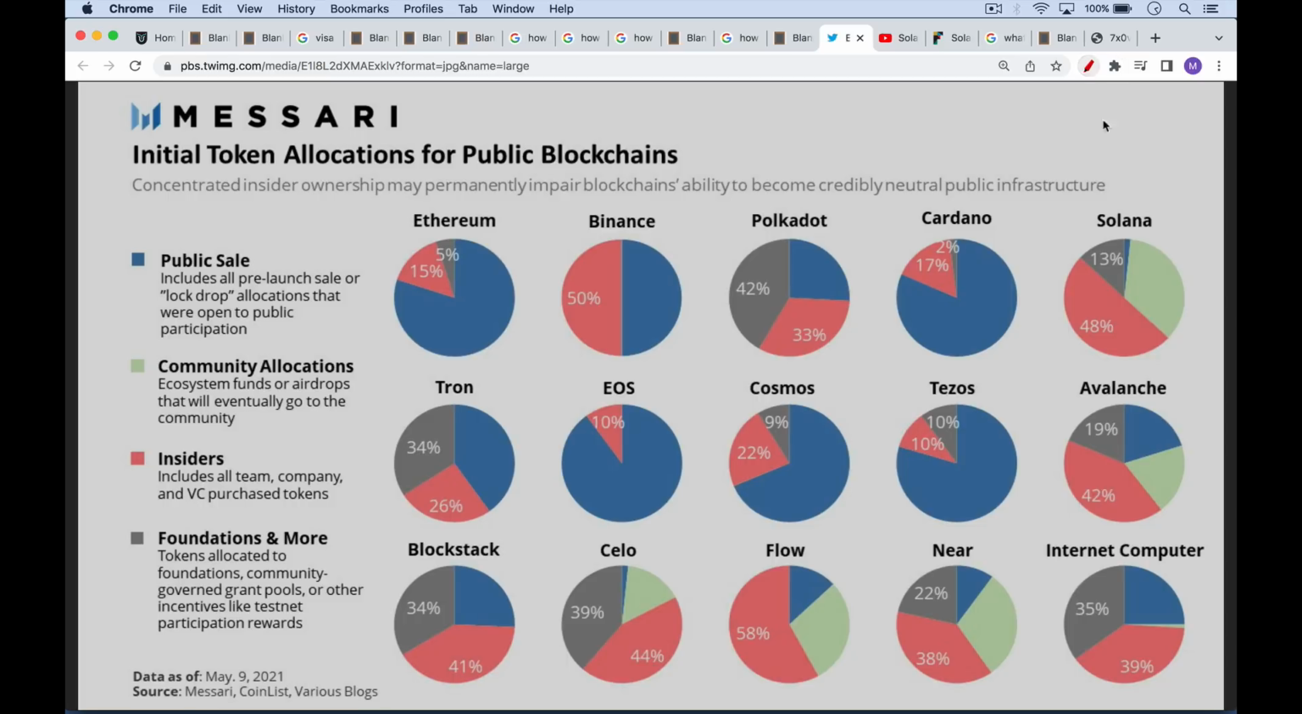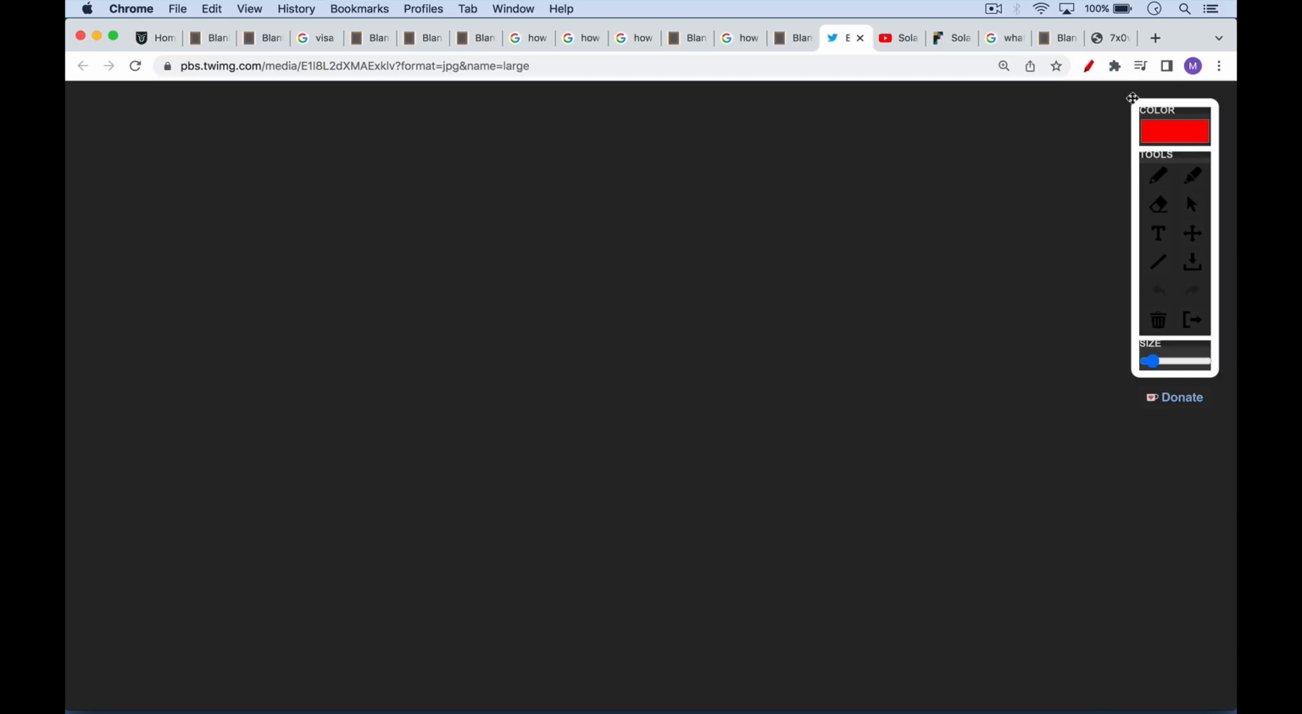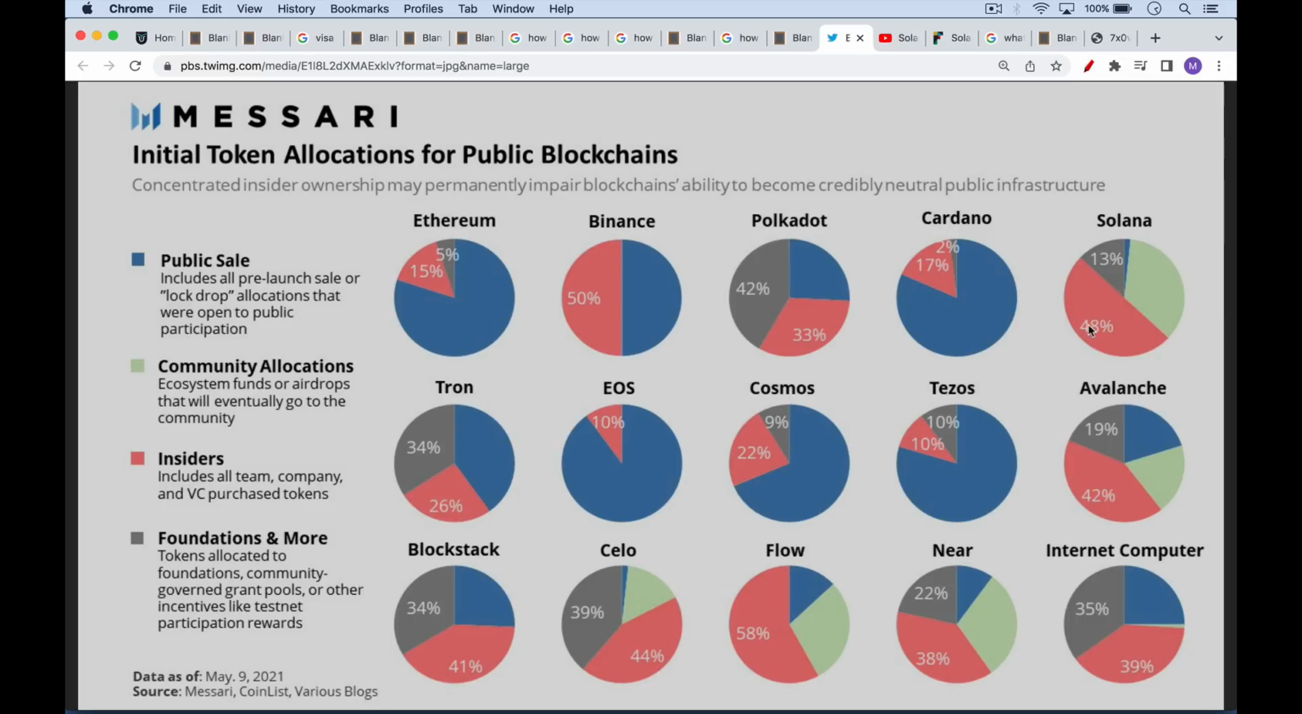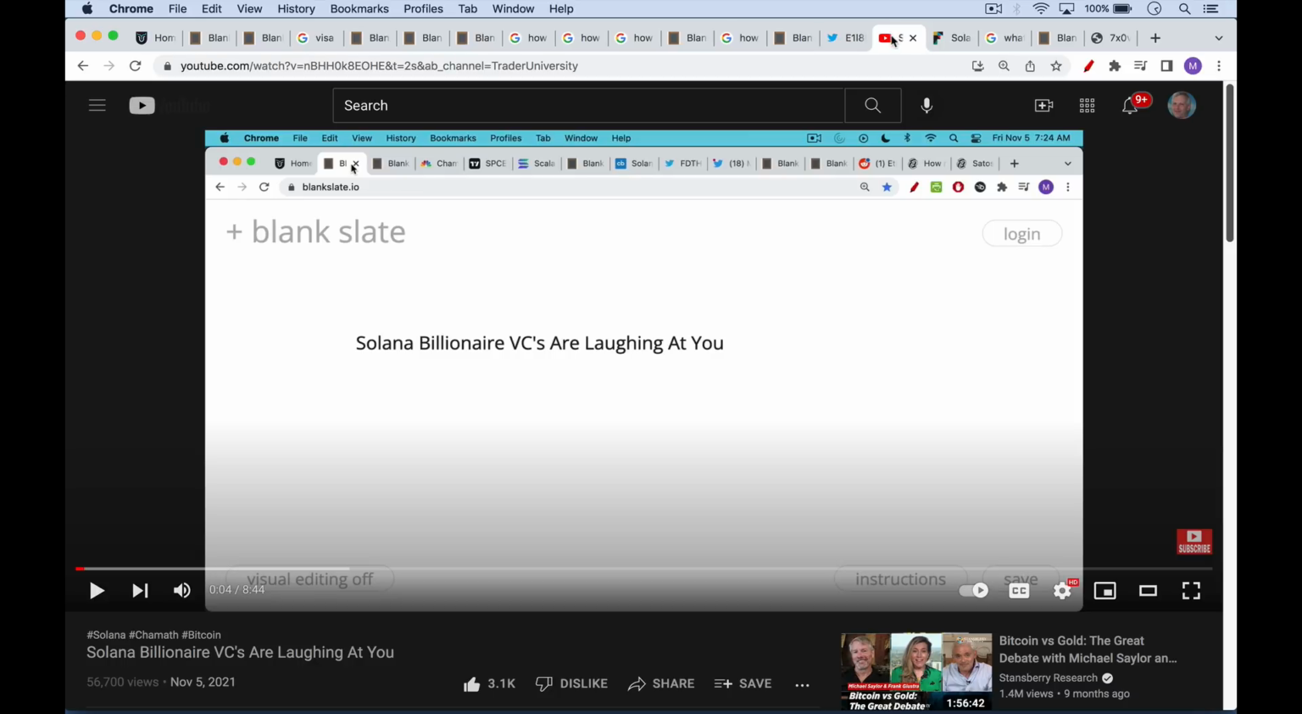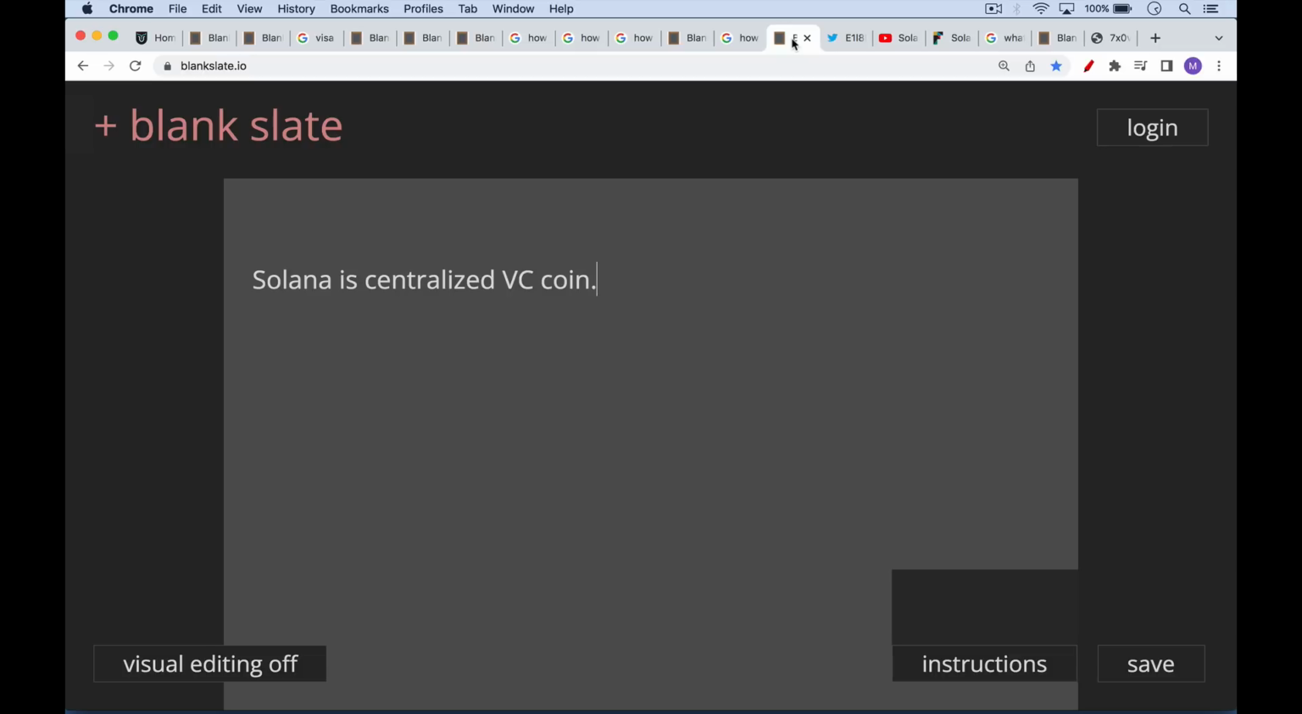We can see over here that it had about a 48% allocation to the team, to the company, VC purchase tokens, etc. We've already talked about how the venture capitalists are laughing about dumping on retail. So it really doesn't matter.